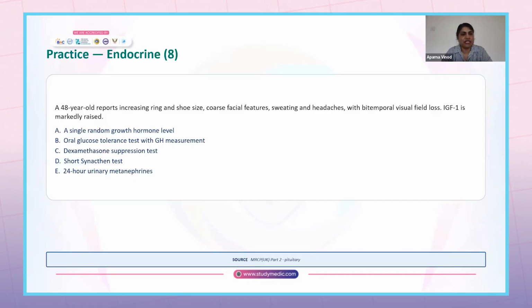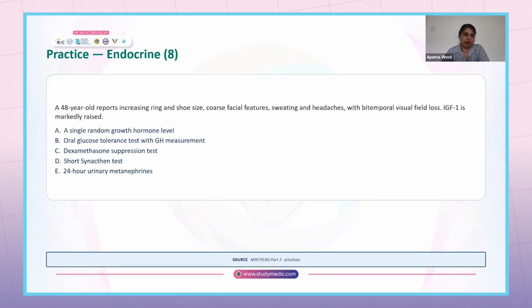Practice question: a 48-year-old reports increasing ring and shoe size, coarse facial features, sweating and headaches with bitemporal visual field loss. Insulin-like growth factor 1 is markedly raised. How will you confirm the diagnosis? So what is the diagnosis first? Sounds like acromegaly, doesn't it? Increasing ring and shoe size, coarse facial features, it could be prognathism, sweating and headache, and there is bitemporal visual loss, and the screening test is positive, which is insulin-like growth factor 1.